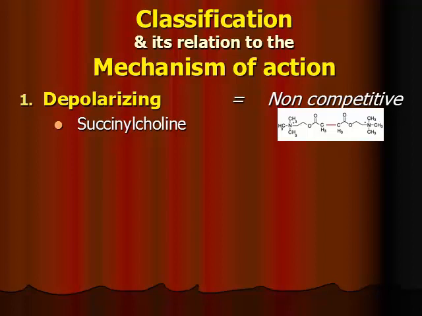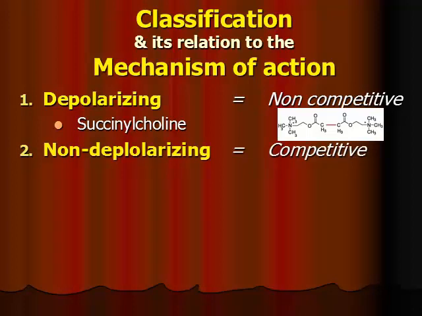2. Levamisole. It has an agonistic activity towards the L subtype nicotinic acetylcholine receptors, which are present only in nematode muscles. The second group is the non-depolarizing, or the competitive group. The neuromuscular blocker in this group competes with the acetylcholine for the NM receptors. Chemically, they are classified into two subgroups.